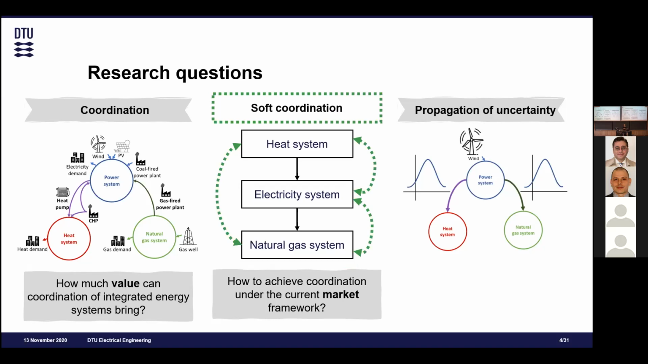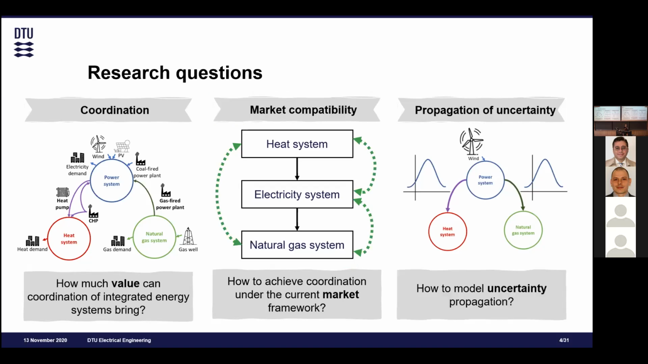More practical coordination schemes that preserve the current framework can be realized by improving the information exchange among the systems and increasing the awareness. We call these soft coordination, and this can be, for example, introducing market products, introducing new bidding formats, or introducing new market players. And finally, how can we model and account for uncertainty and also its propagation among energy systems?